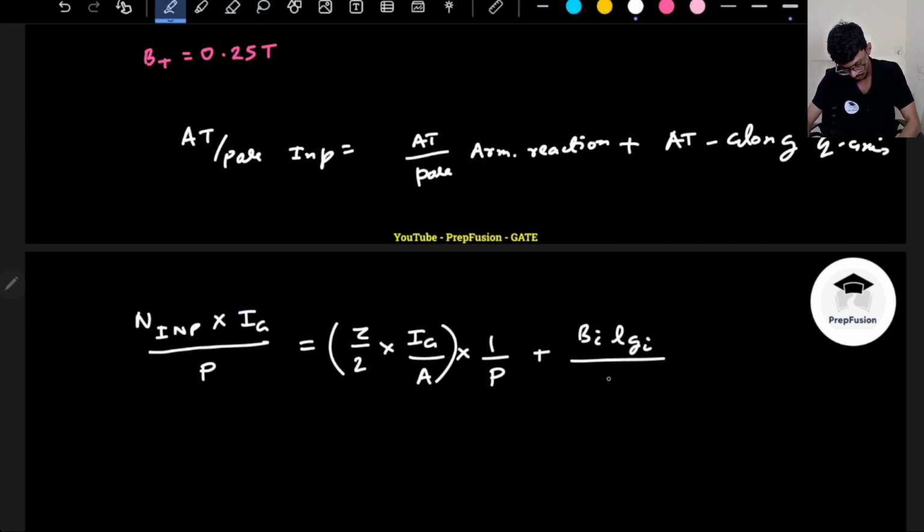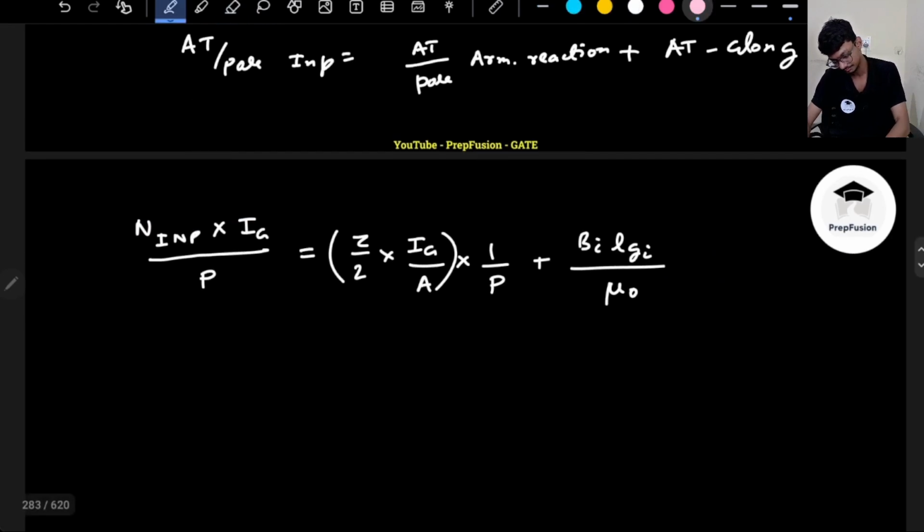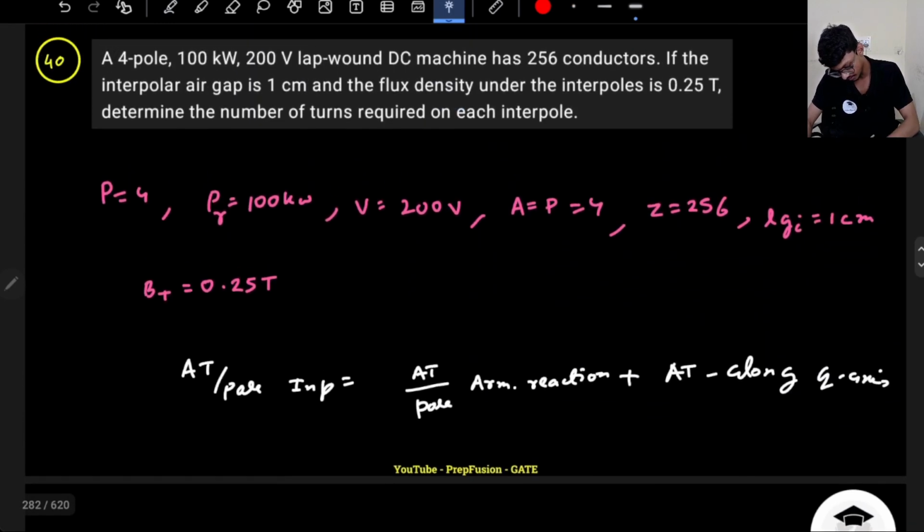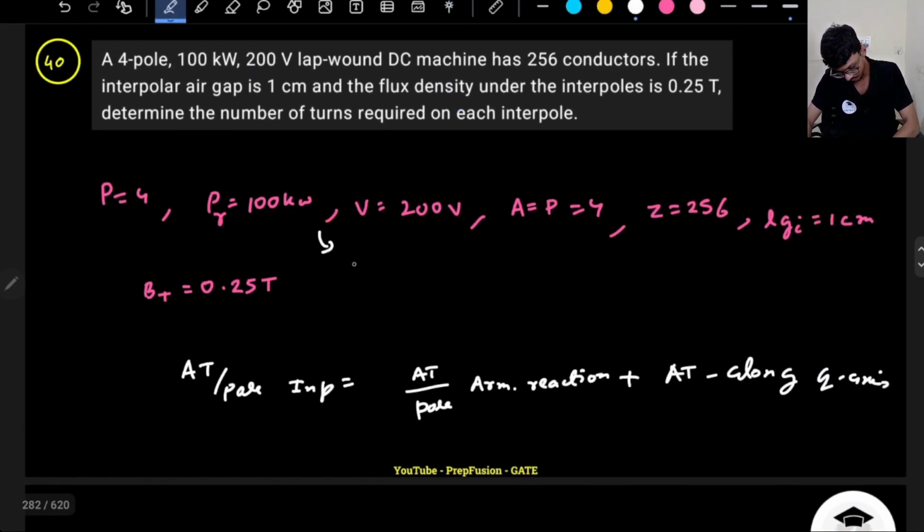So this will be by mu naught. So this will be equals to... now I can directly find out the values. So I have to find out n interpole. What is IA? IA I don't know, but I can find it out from here, right? Roughly, my IA will be equals to IL, because nothing has been mentioned about the armature resistance.